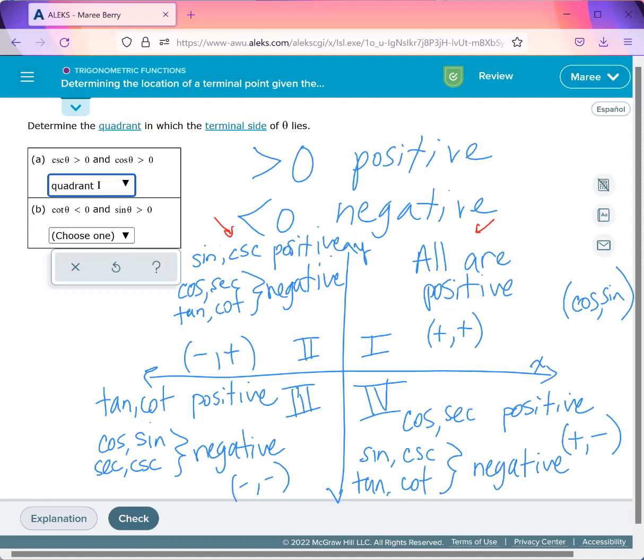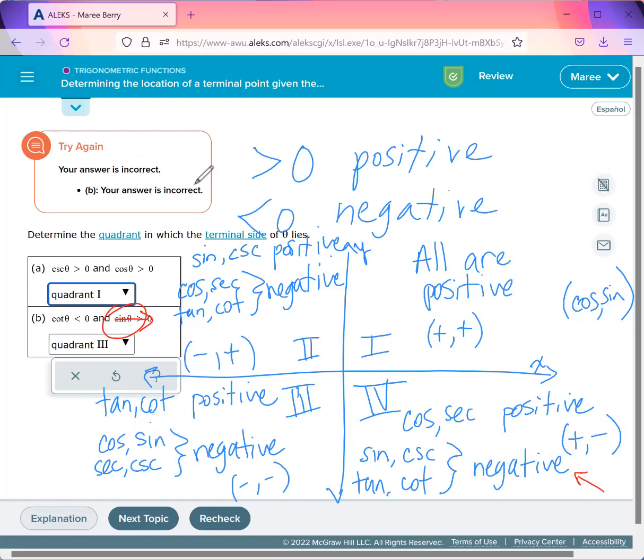In problem B, the cotangent is less than 0. So where is the cotangent less than 0? Oh, that means negative. So cotangent is negative in quadrant 4 and quadrant 2. But we also want the sine to be positive. Now sine is our y value. So our answer is wrong. Wait, cotangent is negative here, and the sine is positive here. Oh, well, no, it's not. Oh, whoopsies, it's quadrant 2. Recheck. Boom.